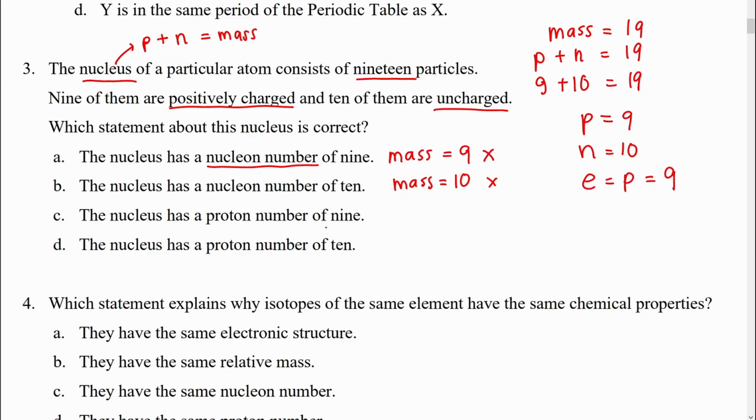Option C, the nucleus has a proton number of 9. Yes, it is. So the proton number here is 9. So that's correct. D, the nucleus has a proton number of 10. As we know, the number of protons is 9. It is not 10, right? So the correct answer here is C.